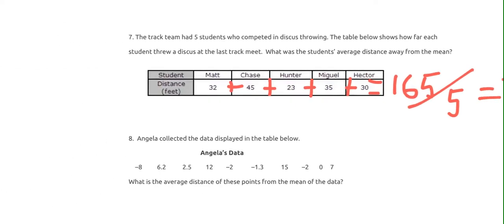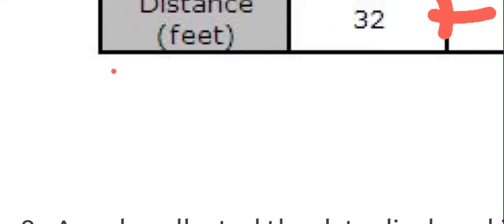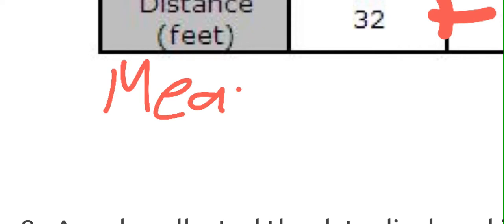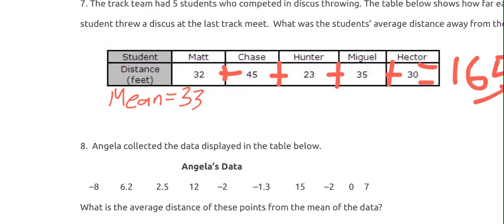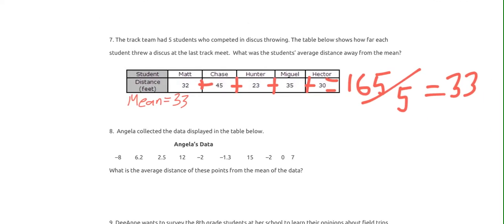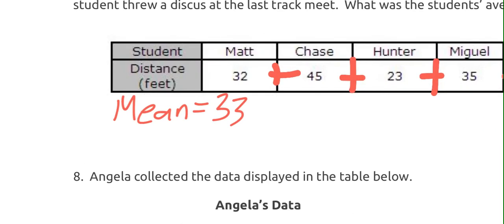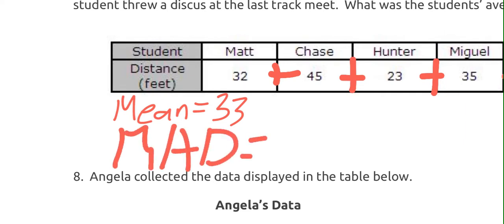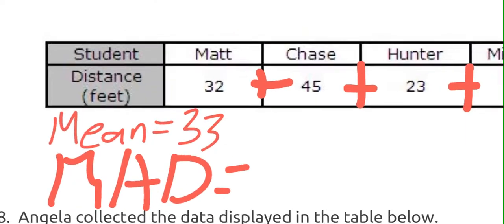So if our mean, so I'm going to write this right here, our mean is 33. See, I'm already trying to screw it up again. This is the problem with this kind of problem. You mess up in one spot and it messes up the whole rest of the problem. Next, we want to find the MAD. But first, we have to find the difference between the mean and all the numbers that we have.